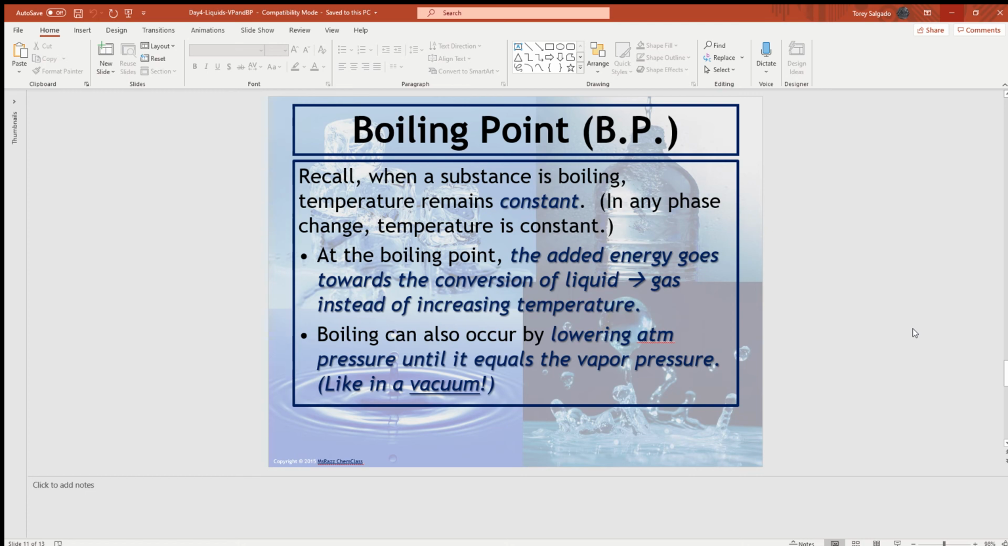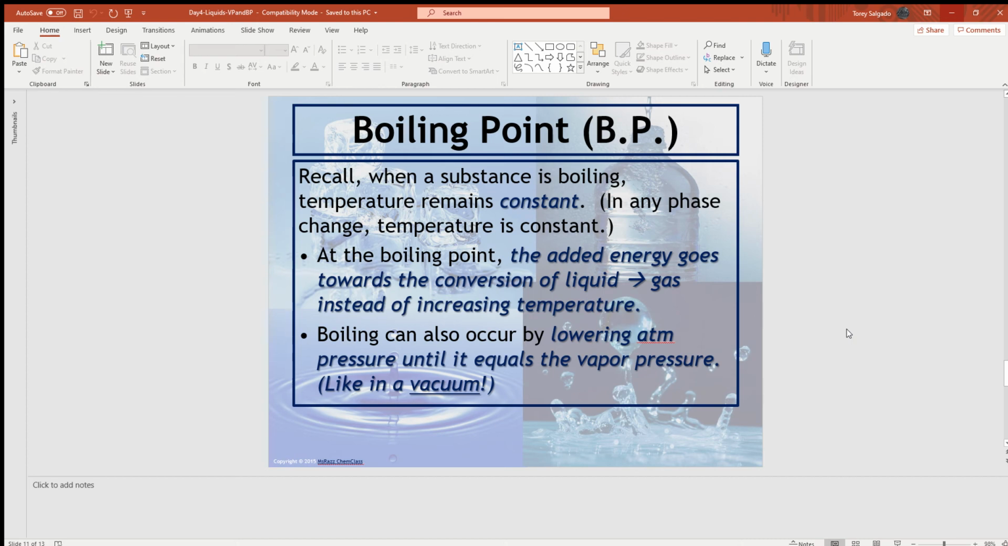At the boiling point, the added energy from that heat goes toward changing the liquid particles to gas particles instead of increasing the temperature. So you might be thinking, where's all that energy going? It's going to convert the liquid to gas. It's not going to raise up the water, right? You can't burn water.